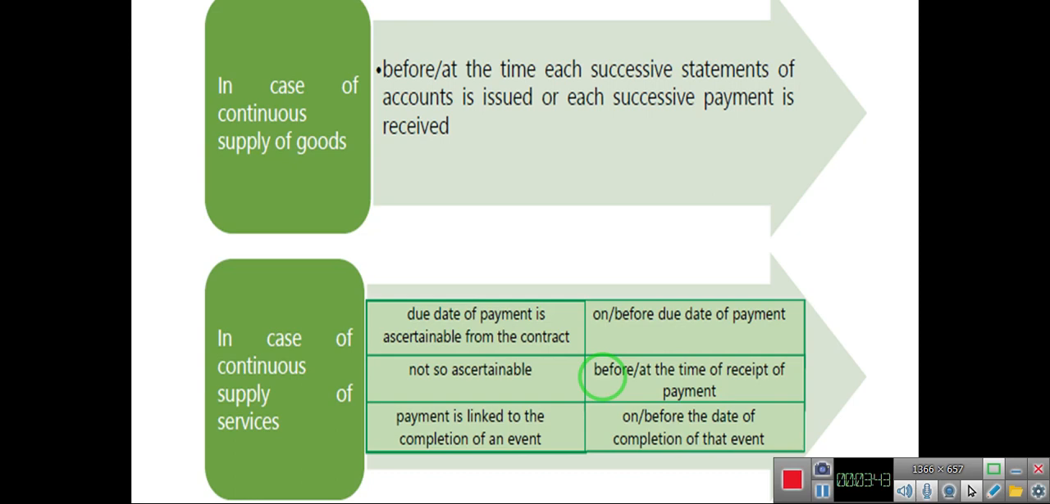In case of continuous supply of services, if the due date of payment is ascertainable from the contract, then on or before the due date of payment will be the time limit for issue of invoice. If the due date of payment is not ascertainable from the contract, then before or at the time of receipt of payment will be the time limit for issue of invoice. If the payment is linked to the completion of an event, then on or before the completion of that event will be the time limit for issue of invoice.